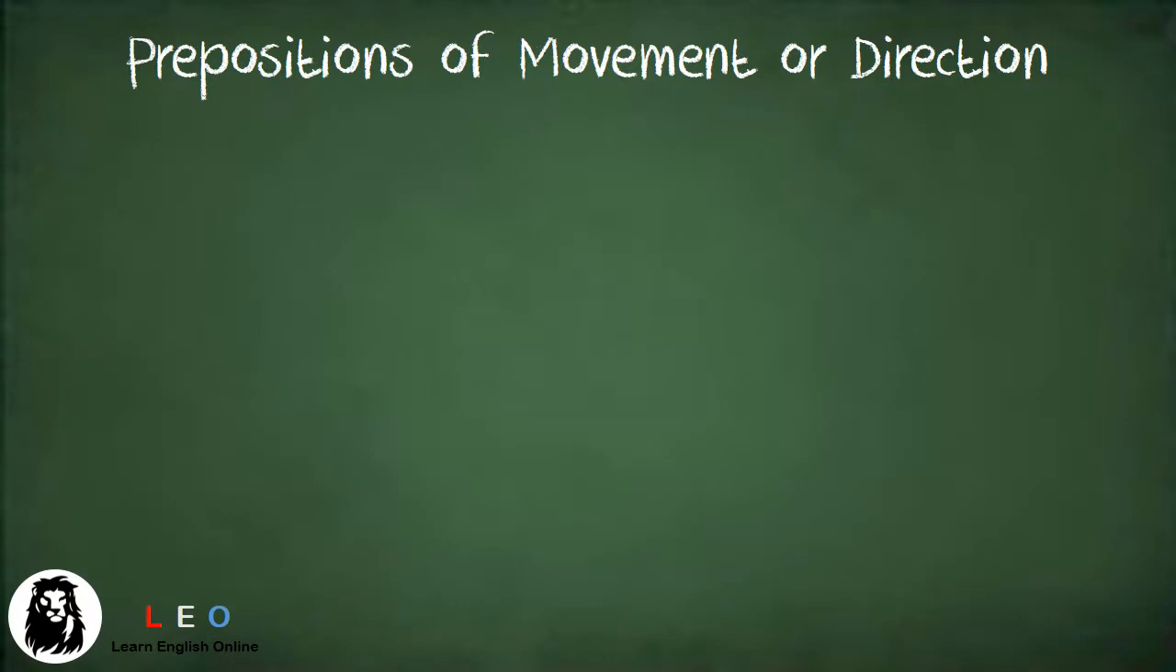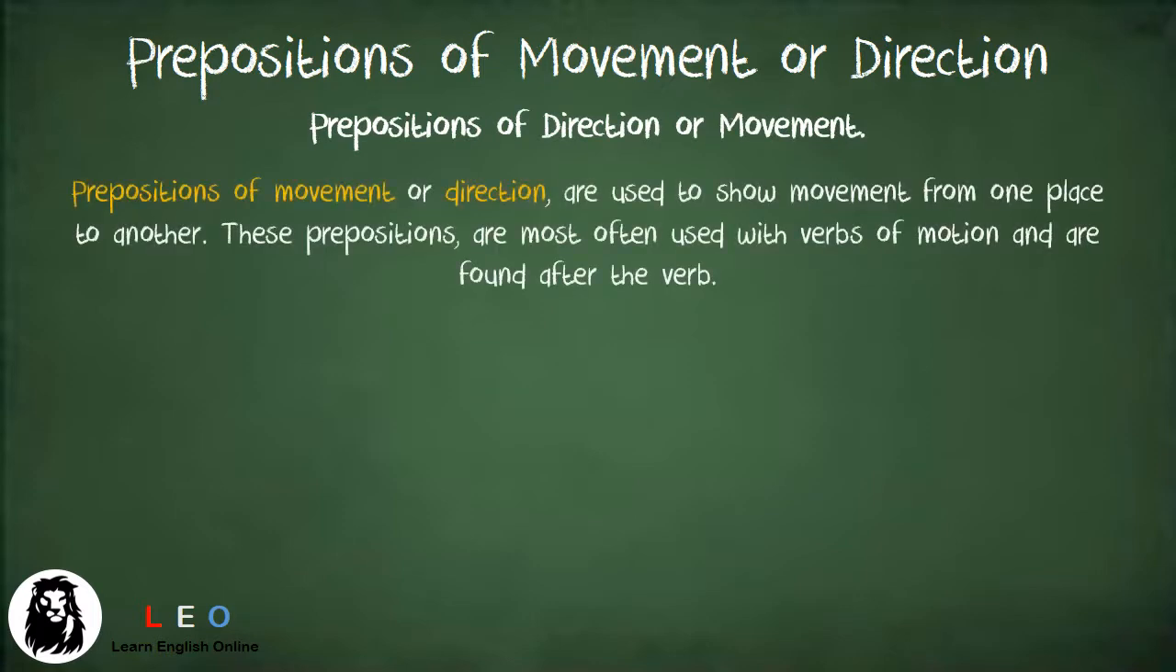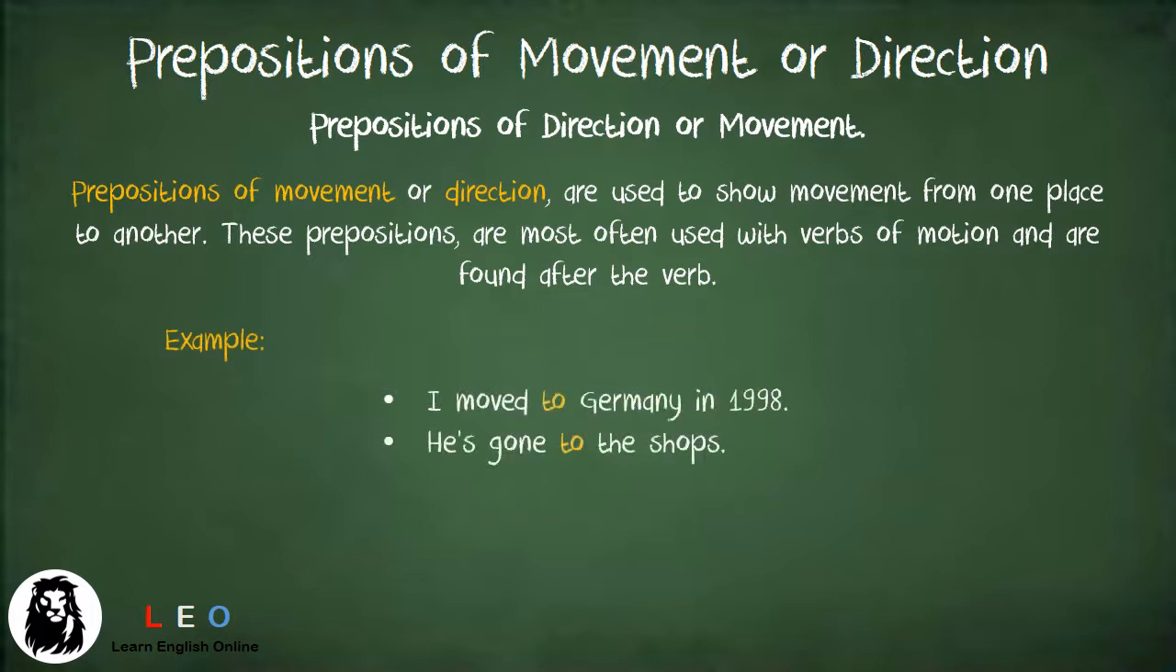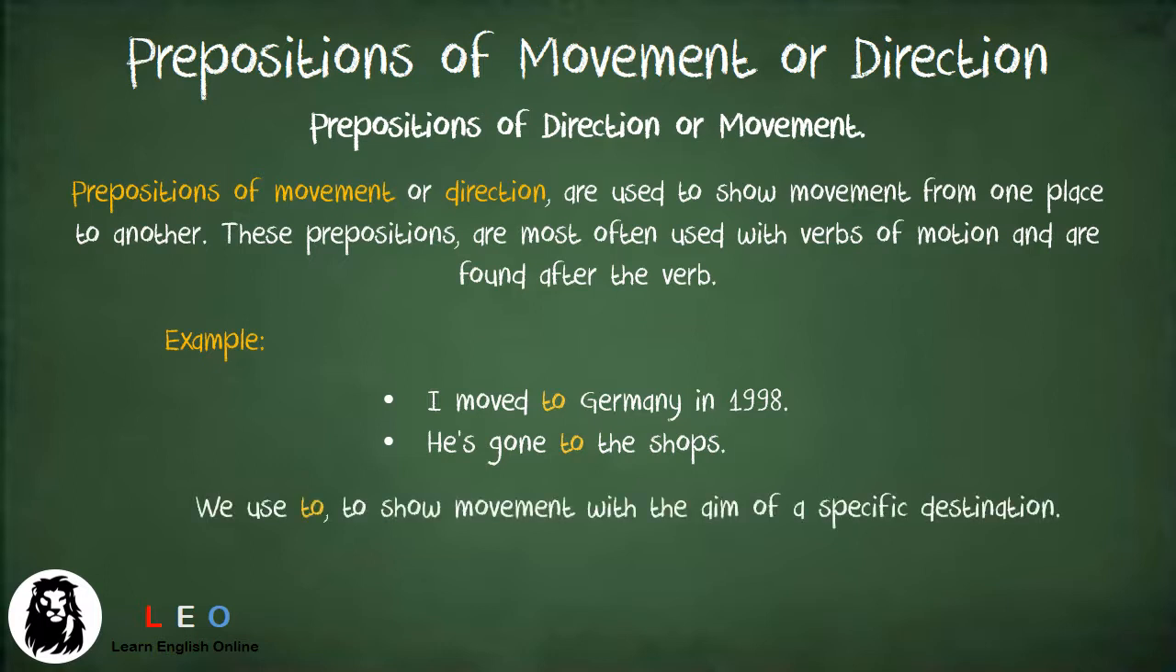Today, we are going to review the prepositions of direction or movement. Let's start. Prepositions of movement or direction are used to show movement from one place to another. These prepositions are most often used with verbs of motion. For example, I moved to Germany in 1998. Or, he's gone to the shops. In these examples, we use to show movement with the aim of a specific destination.